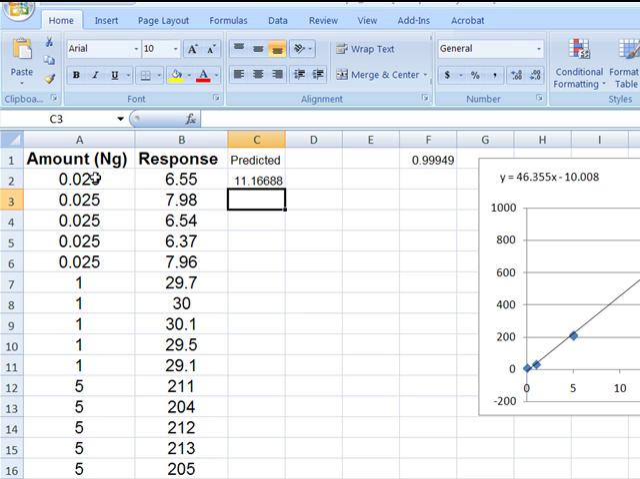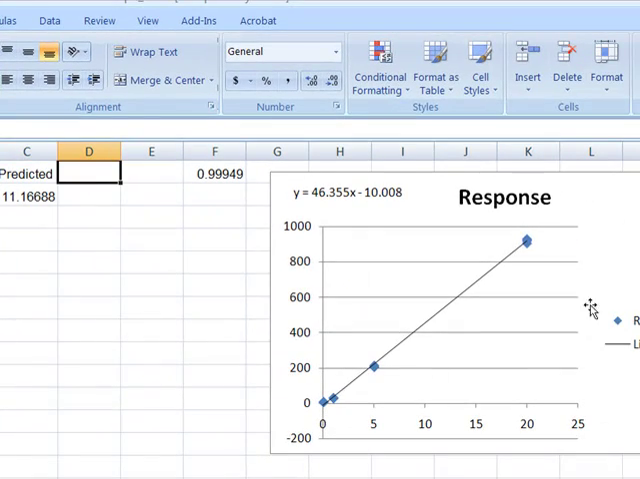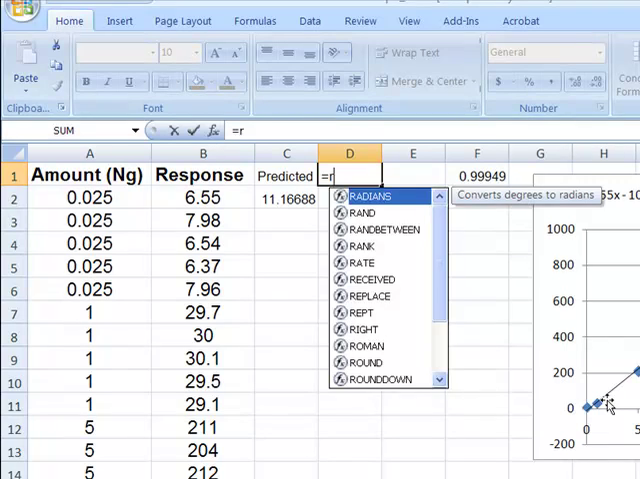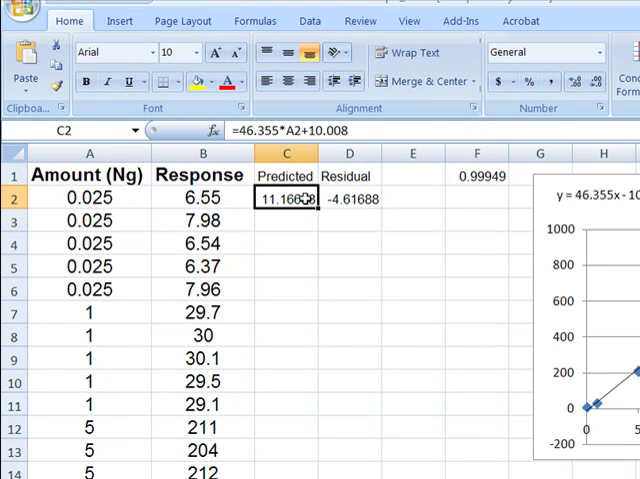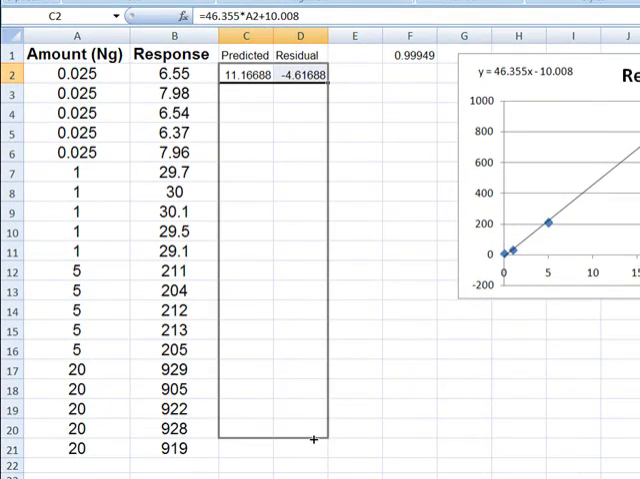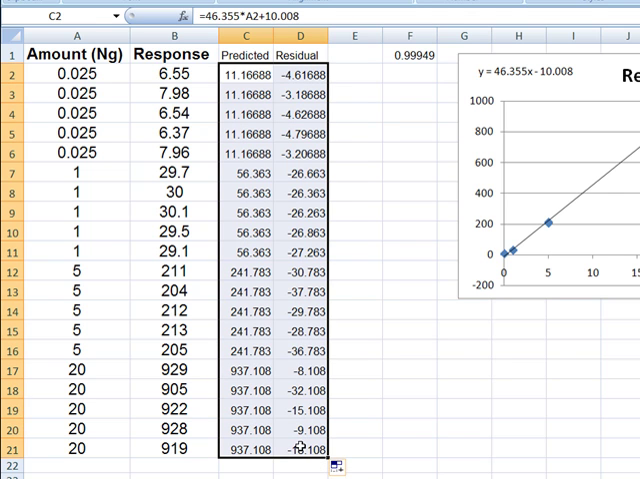I hit return, and notice that the response, the observed value, was 6.55 for this variable called response, but I predicted 11.16. Next, I find the residual. And again, it's going to be the observed minus the predicted. Hit return. There's my residual value. So the difference between the two is these 4.61 units. Now I'll highlight both, drag, and I get the rest of my residuals.